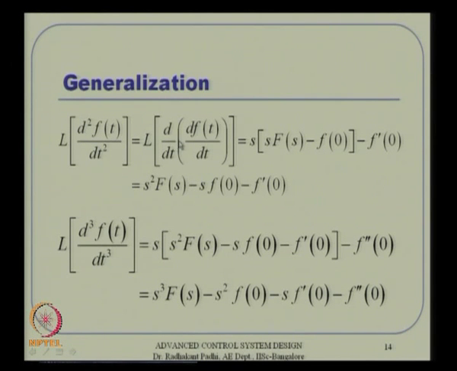Generalization: you take the double derivative and then repeatedly apply it, just one more derivative. This result is already there with us. Okay, so we just repeatedly use s into this entire thing. This result is already available, minus f dash of 0, because this is f dash here. So then you multiply everything, and it turns out to be s square into F of s minus s into f of 0 minus f dash of 0. So that is how it pops up here. If you do one more time, again this result is now available. So you apply it one more time, minus f double dash of 0. So essentially it leads to a polynomial like this.